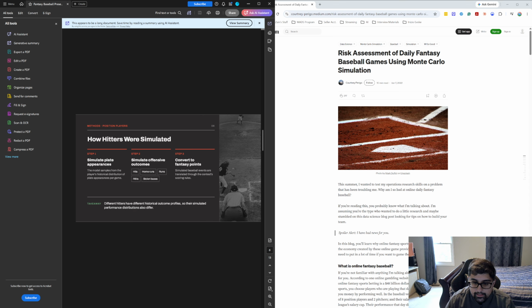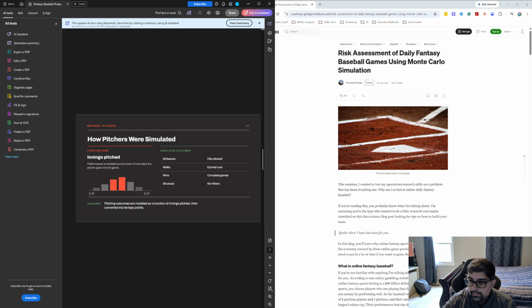And the takeaway that I determined was that different hitters have different historical outcome profiles. So their simulated performance distributions also differ. But you can see throughout his analysis that they don't really differ by a wide margin. A lot of it's kind of closely centered to the mean, if that makes sense.